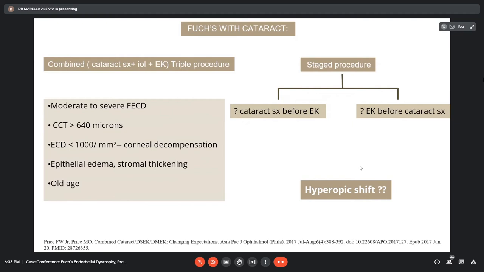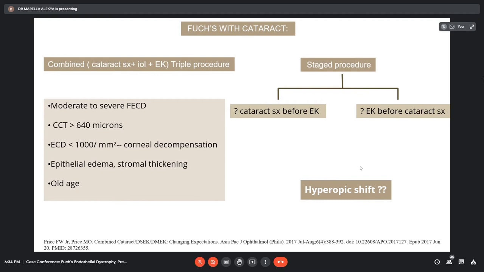In DMEC, it is 0.5 or less of hyperopic shift. So this should be taken into account when we are going to combine cataract with DMEC or DSEC. Endothelial keratoplasty is done first and followed by cataract surgery when patients are having visually significant Fuchs dystrophy without significant cataract, and in younger patients with age less than 50 years.